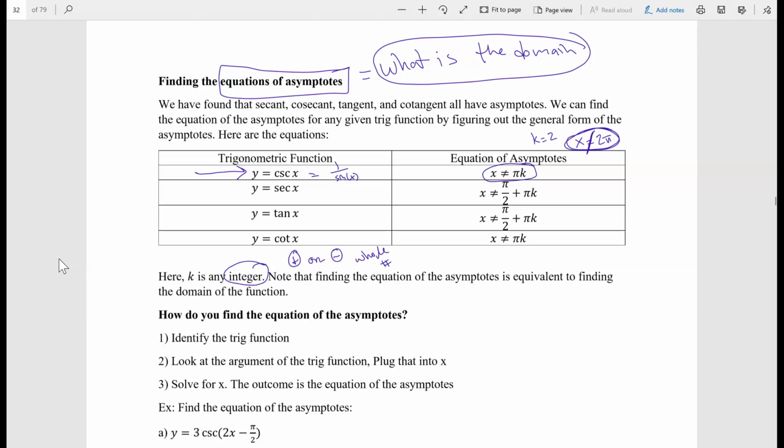The same holds true for the cotangent, which we just did in the last video. You can see that the first asymptote is at 0, and then every pi units you get another asymptote. So that's basically the equation.